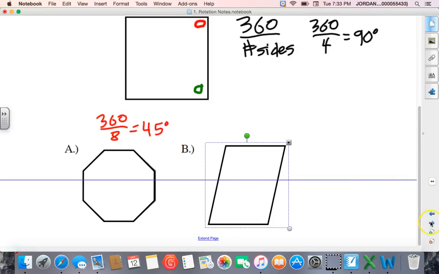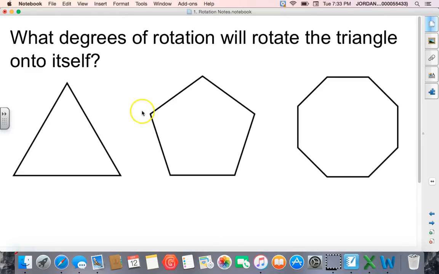Okay, so I want you guys to go ahead and try these. These are all regular polygons. I'm going to pause it and you figure out what the smallest number of degrees it would take to rotate the shapes onto itself. It says a triangle, but whatever the shape is, see how many degrees it would take to rotate onto itself. All right, so go ahead and do it.